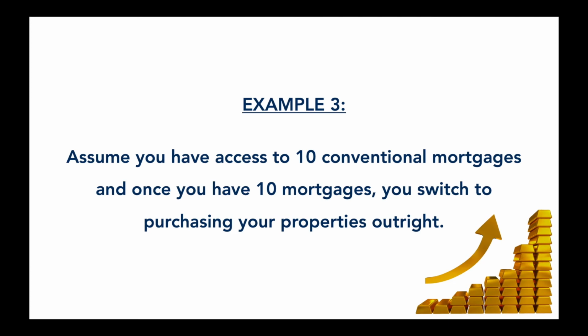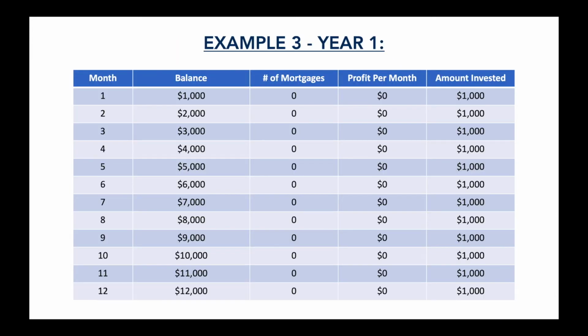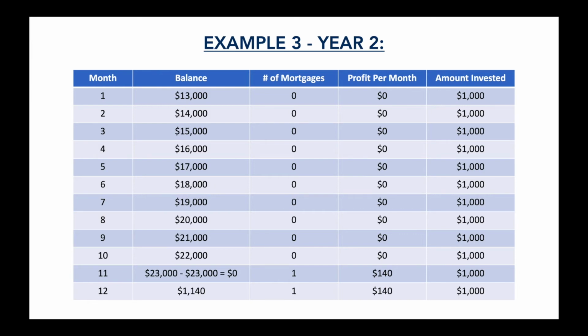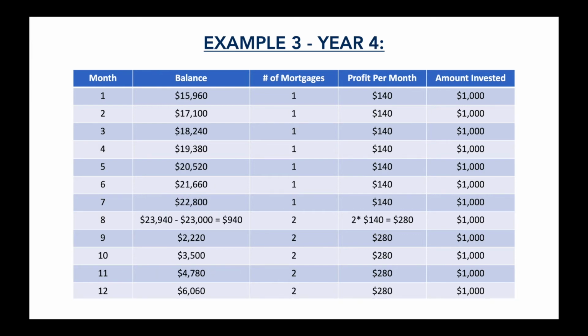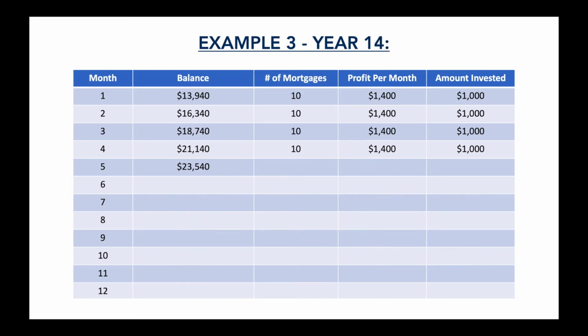Currently, you can only get 10 conventional mortgages through Fannie Mae and Freddie Mac, and so in this example, we're going to assume you first get those 10 conventional mortgages, and then once you have those, you're going to switch to purchasing your properties outright. So in year 1, it's the same as it's always been. Year 2, you get your first mortgage. Year 3, nothing changes. Year 4, you get your second mortgage. Year 10, you get your 7th mortgage. And then in year 14, you can see that you already have 10 mortgages.